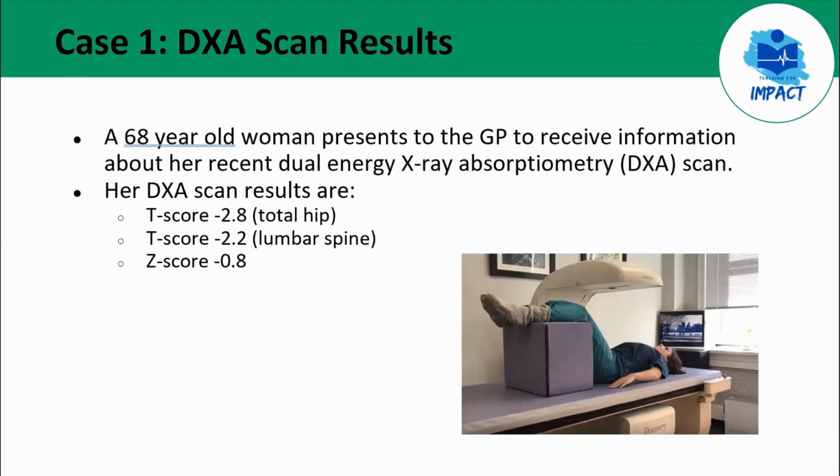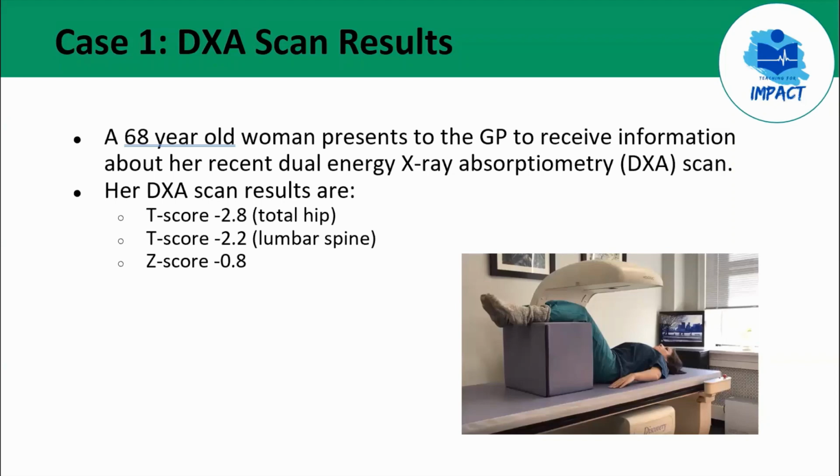T-score of -1 or higher is normal. T-score between -1 and -2.5 is classified as osteopenia, and T-score of -2.5 or lower is classified as osteoporosis. And the relative fracture risk doubles for every standard deviation decrease in T-score.